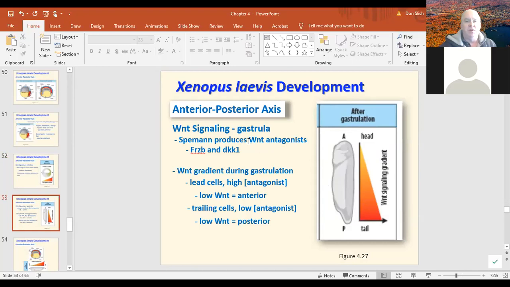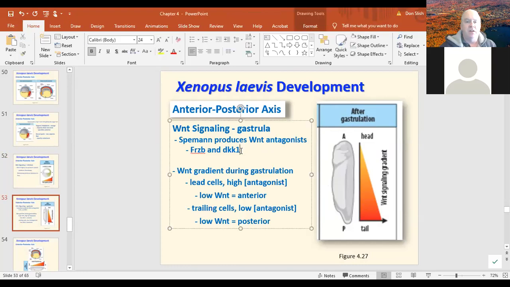So the Spemann organizer is producing these antagonists. I could also add here Cerberus, right? Frzb, Dickkopf, and Cerberus. And then the Wnt gradient during gastrulation, again, is because those leading cells are releasing a lot of Cerberus, which is making really high Wnt blocking activity at the leading edge. So that becomes anterior. And then the trailing ends have very low antagonists, so they end up being posterior.